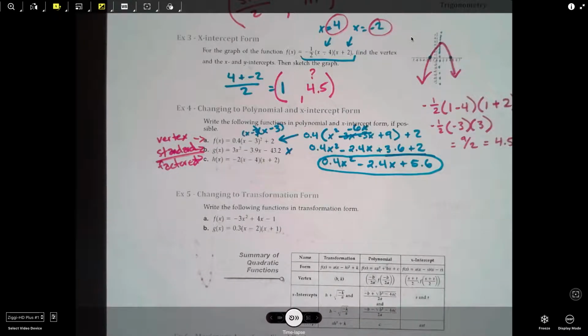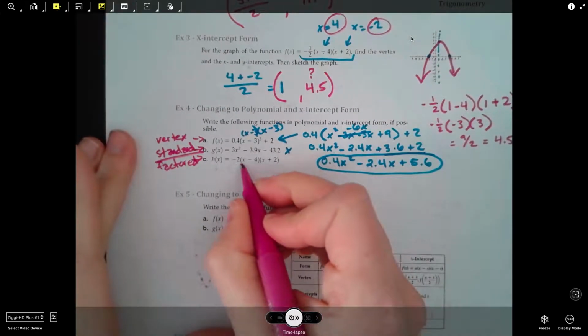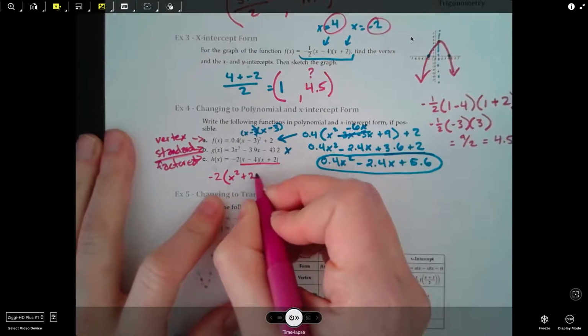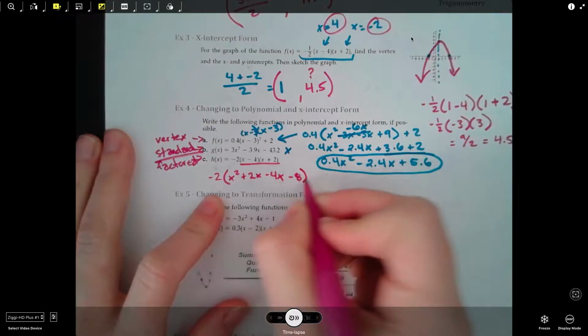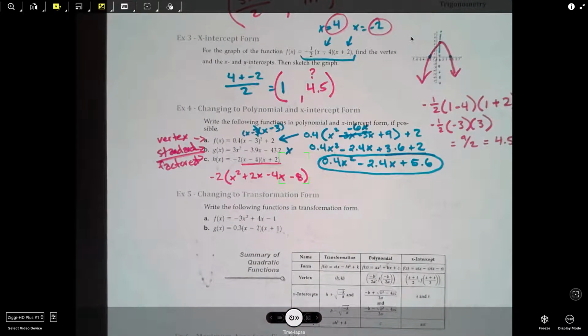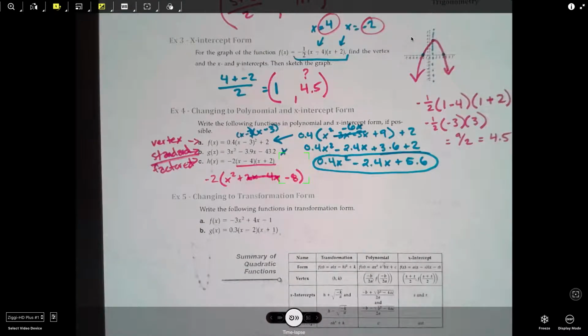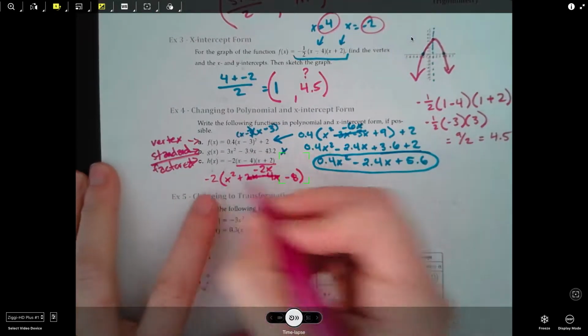C. How do we switch C to polynomial form or standard form? FOIL again. Yep. So this piece right here we have to FOIL, and then we're going to distribute the negative 2. So x squared plus 2x minus 4x minus 8. After you FOIL. Was that too fast? No? Good? Okay. I'm going to put these middle two pieces together. 2x minus 4x is negative 2x. And then let's distribute the negative 2.